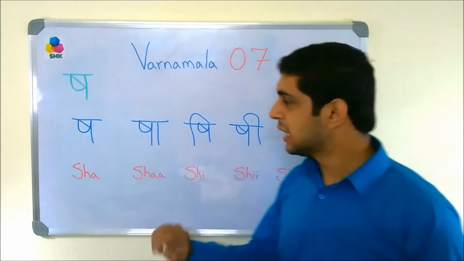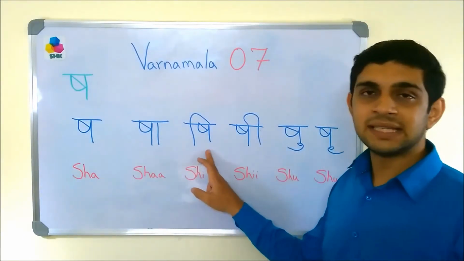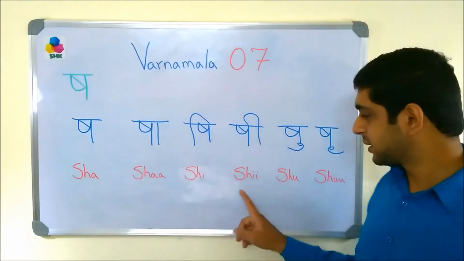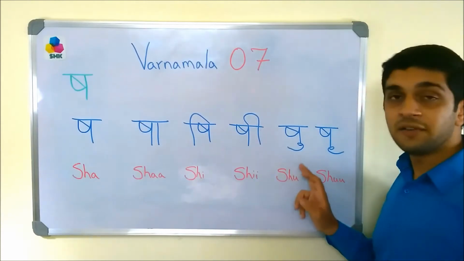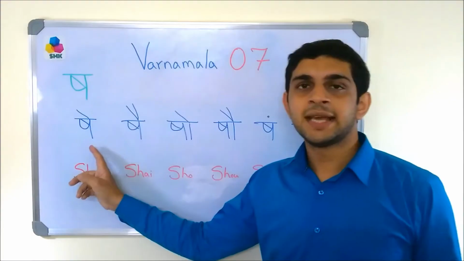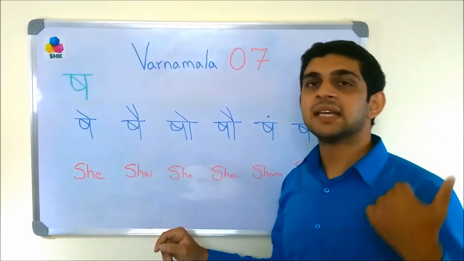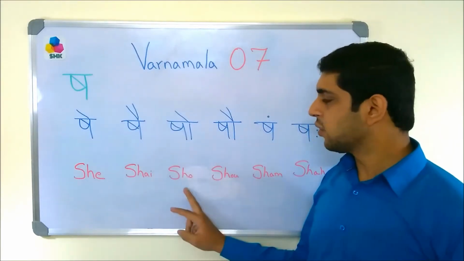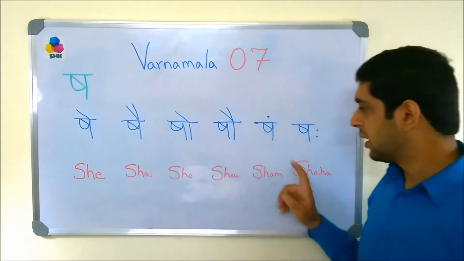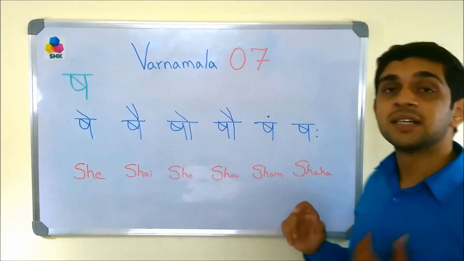So sha, sha with a; sha with e will be shi, right? I told you. Sha with u will be shu. Shi, shu, and a she, sha and ai shai, sha and o sho, sha and au shau, sha and shum, and sha and aha shaha.